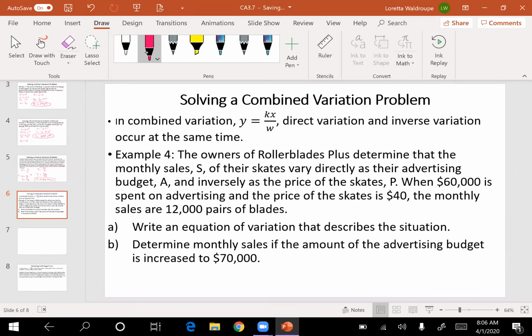Okay, in a combined variation, you have more than just the k and the x. You have a third variable. So you have direct and inverse both in there, okay?